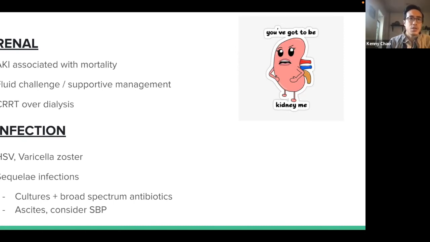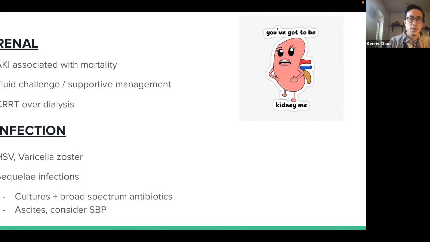In terms of your infections, the ones not to be missed are your herpes, your varicella zoster. You can consider CMV and EBV in this as well. The main thing for these is that the mortality is super high, about 80%. And sometimes you might not catch it because even with disseminated HSV, with HSV hepatitis, you may not have the typical lesions. About 40% don't have lesions.